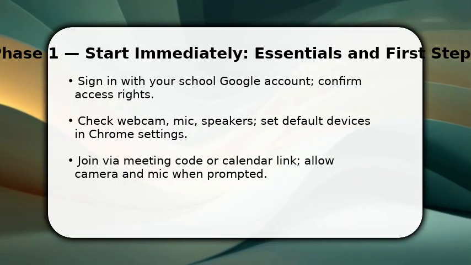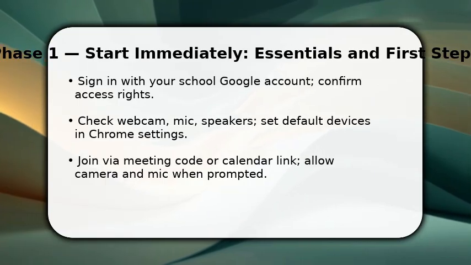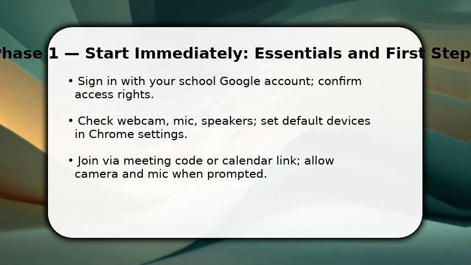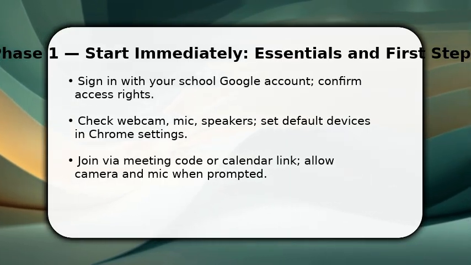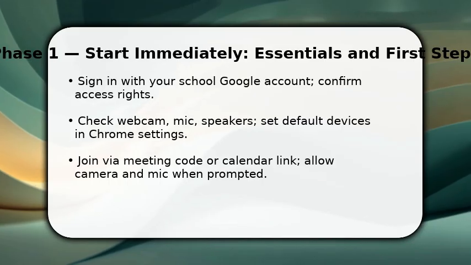You begin by launching Chrome and signing into your school Google account. This ensures correct access and roster links. Once signed in, open the Meet link from Calendar or enter the meeting code. Join now so the permissions prompt appears.